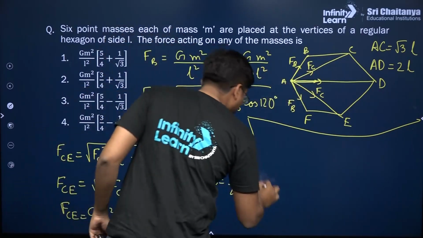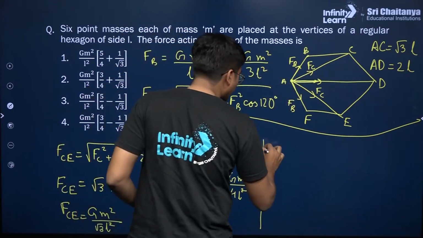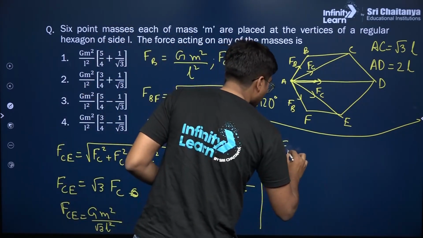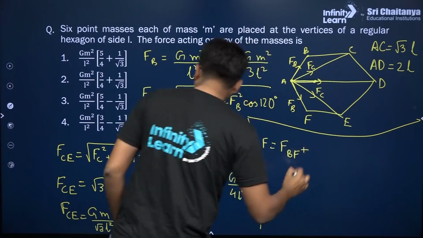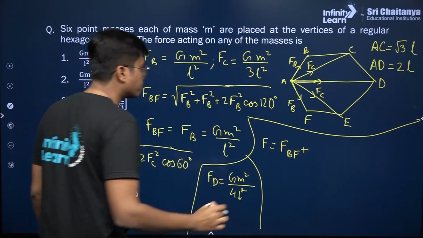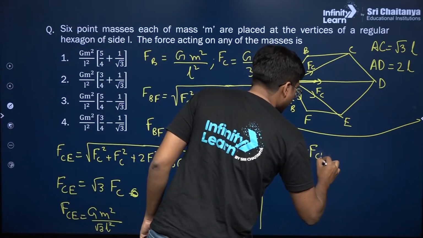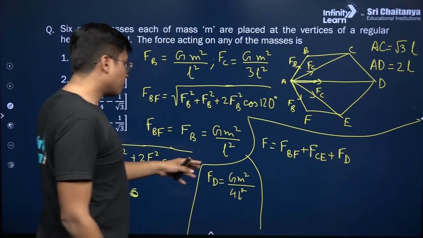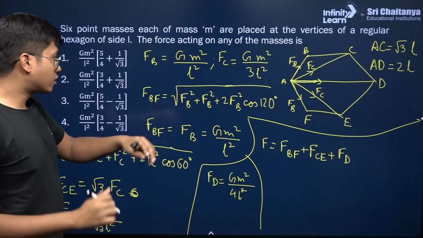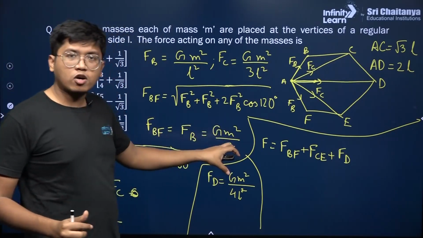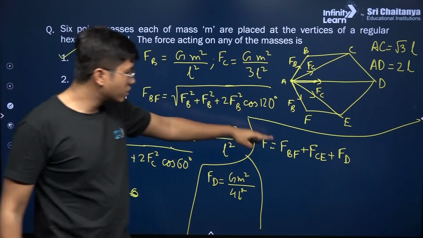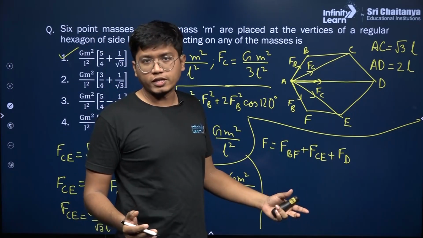So if you add them up, the net force is FBF plus FCE plus FD. If you put in the values and just take GM square by L square common, then you will eventually arrive at option 1. I'm not doing it, it's just putting in the values and proceeding beyond that.